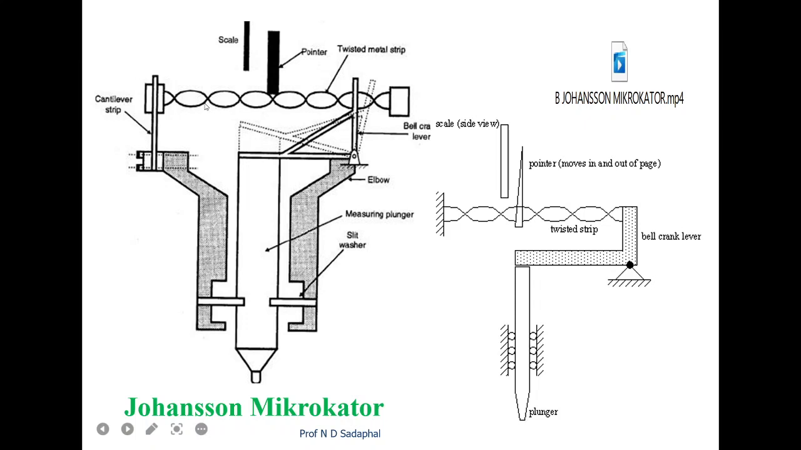It is connected to the twisted strip or twisted spring. It is connected to the other end with the help of a cantilever strip, and whenever the plunger moves upward, this dotted portion, you can see that it will deflect this bell crank lever on the right hand side, and due to that this twisted metallic strip or spring will elongate or move on the right hand side, so that a pointer placed on this strip will deflect.